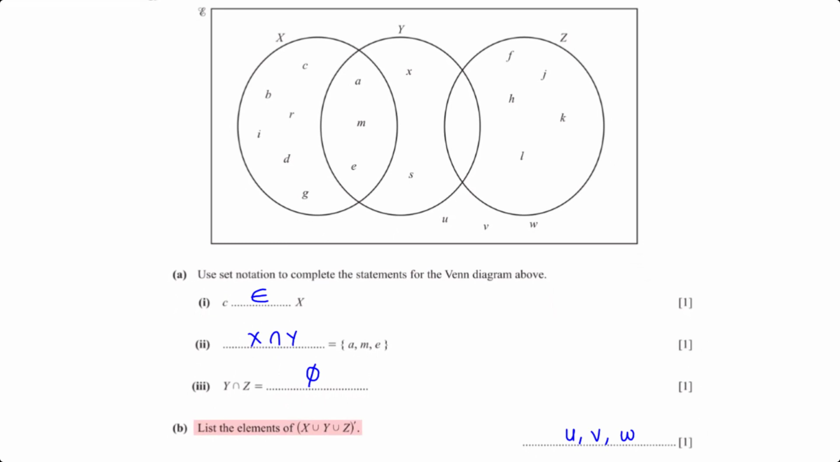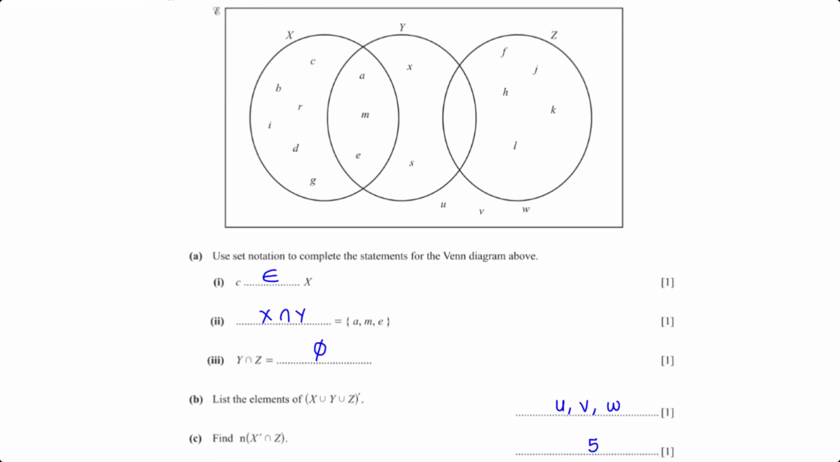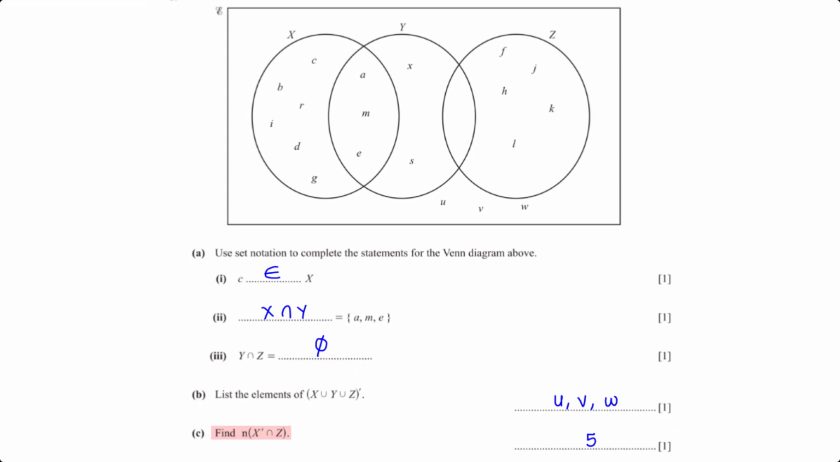List the elements of X union Y union Z complement. In other words, we are to list the elements outside the region X union Y union Z. The elements in this region are U, V, and W. Find n of X complement intersection Z. In other words, we are to find the number of elements in set Z that are not in set X. From the Venn diagram, we see that the number of elements in this region is 5.